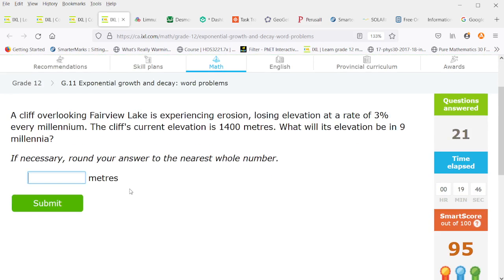A cliff overlooking Fairview Lake is experiencing erosion, losing elevation at a rate of 3% every millennium. The cliff's current elevation is 1,400 meters. What will its elevation be in 9 millennia? So it's going to be 1,400 times 0.97 exponent 9. So that is 1,064.